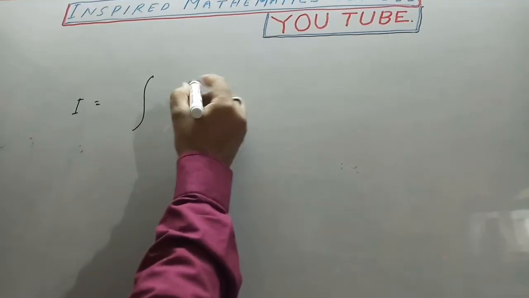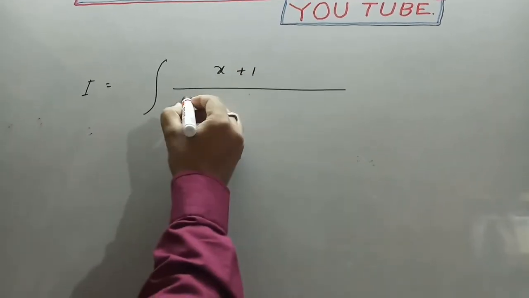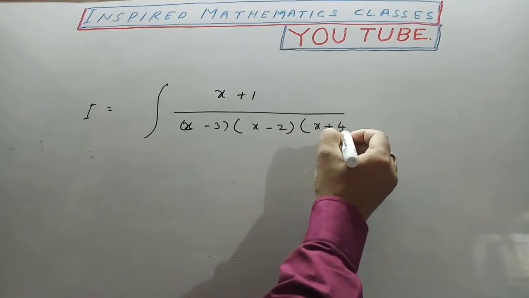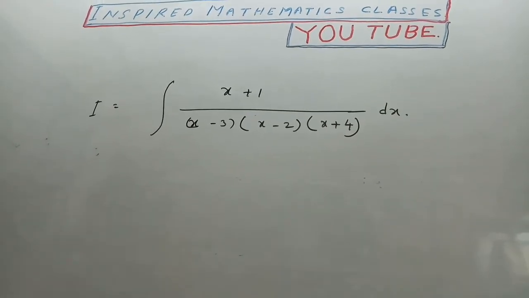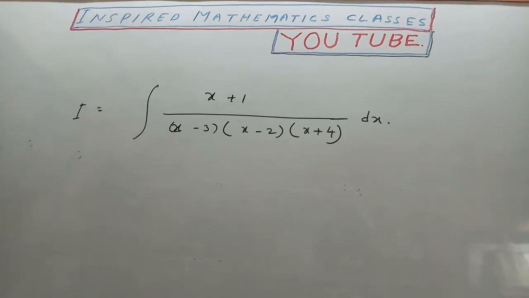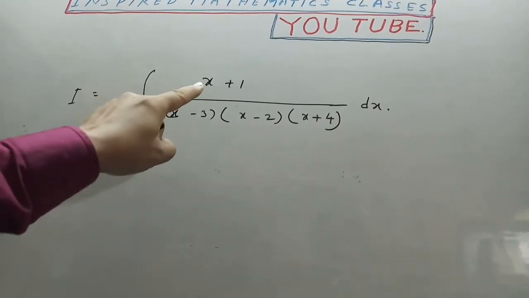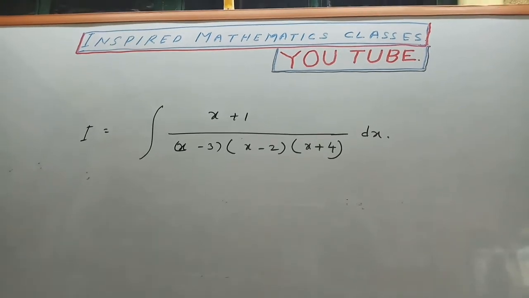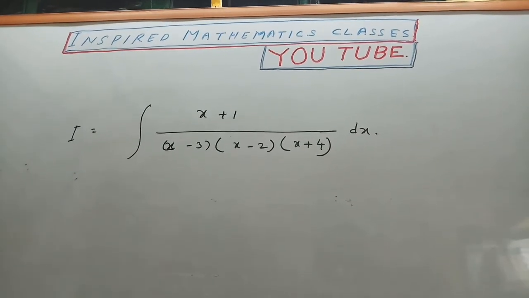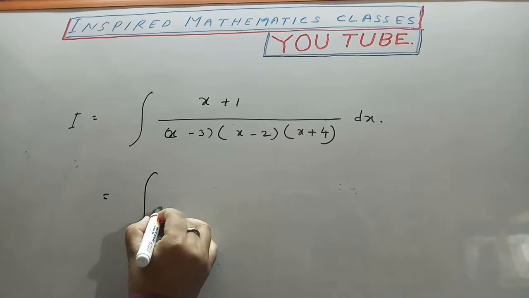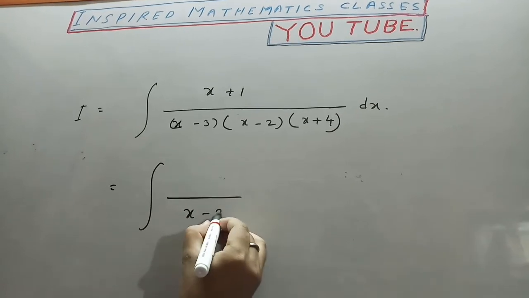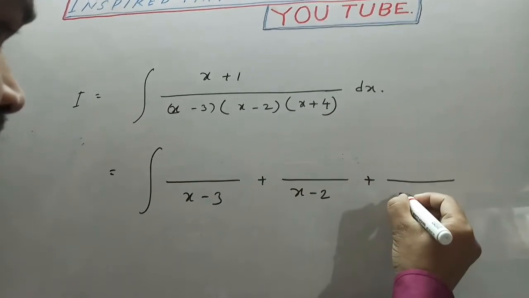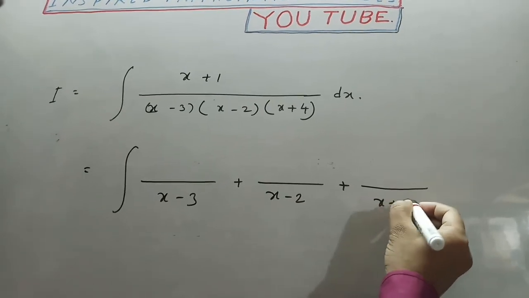The problem is integration of x plus 1 upon x minus 3, x minus 2, x plus 4 dx. What about these 3 factors in the denominator? You have to solve this question, and if you are going to apply partial fractions, you are going to consume at least 4 to 5 minutes. Okay, so first fraction is x minus 3, the second fraction is x minus 2, and the third fraction is x plus 4.